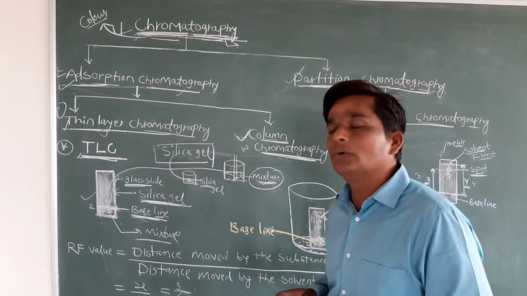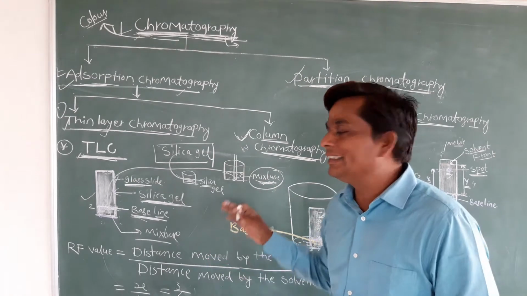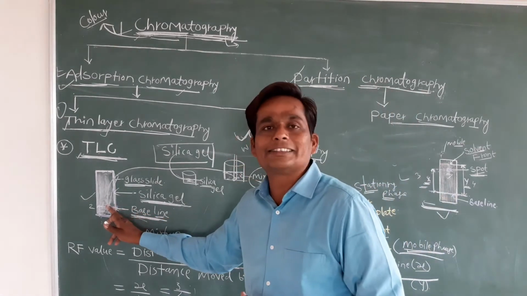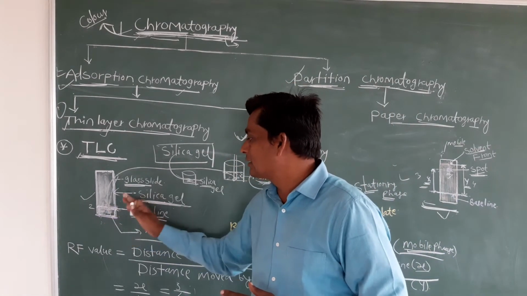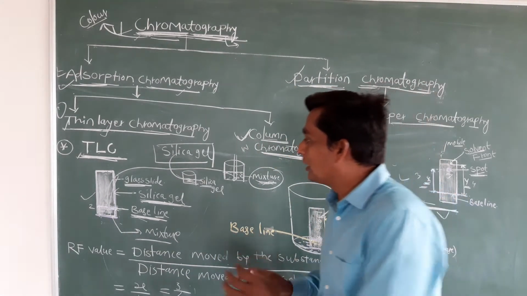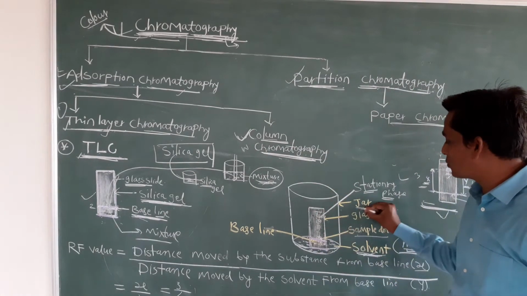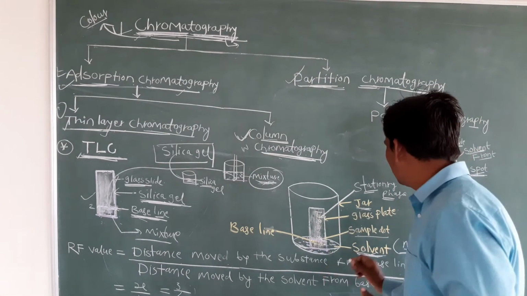Whatever mixture is given for separation, you can dissolve it in a particular solvent, and then put 2 to 3 drops at the center of the baseline. Then dry this glass slide for 10 minutes. After 10 minutes, we keep this glass slide inside the glass jar. So this is a glass jar, students, containing the solvent.